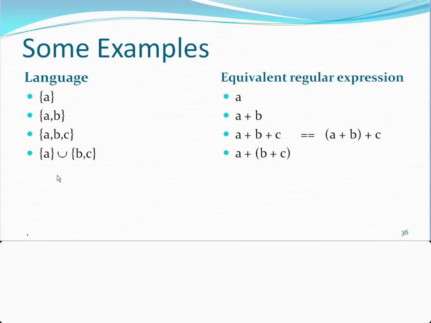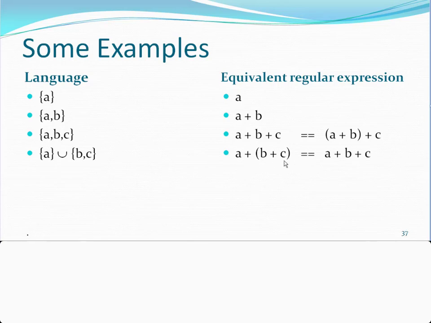Here's something else interesting. Union is really kind of plus in regular expression world. So the set containing A is just an A. The set containing B and C is B plus C. And I can use parentheses wherever I want to show which go together. So A union B comma C is the same as A plus B plus C.